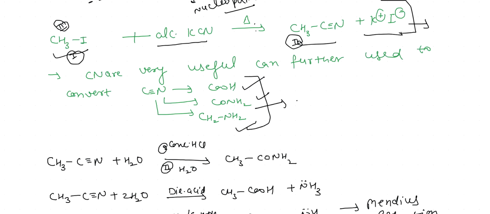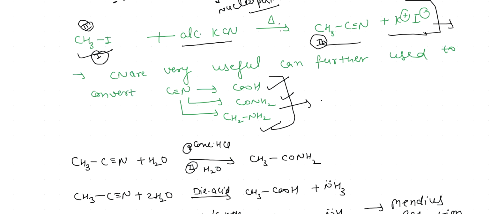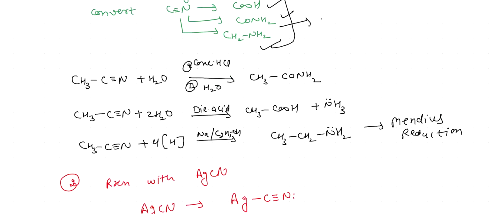which have a major role in the area of medicinal chemistry to synthesize effective drugs. Okay, so these are certain examples in which I have shown how these cyanides are converted into different functional groups. In example number 3, in the presence of concentrated HCl and water, it forms the amide group CONH2, where the water molecule attacks this carbon and there is an electron shift, and it is converted into CONH2.